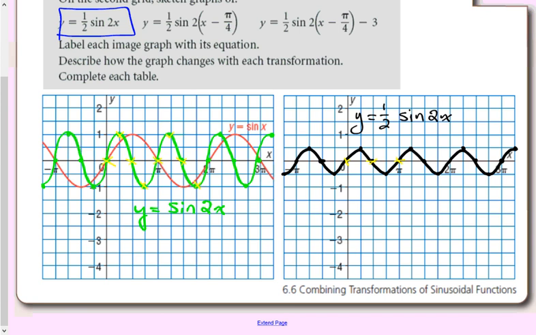So, those were invariant points. All my y values were stretched to be half as big, which means my amplitude is now 1/2 instead of 1.